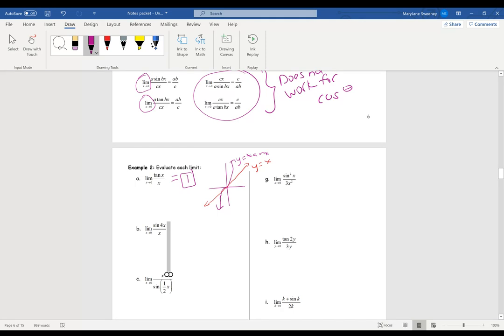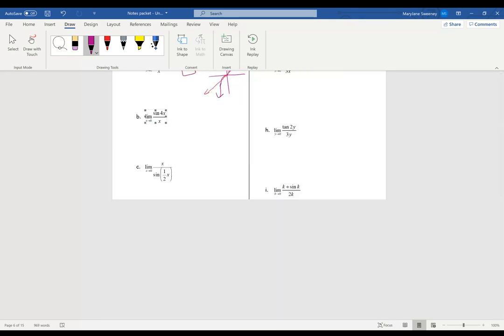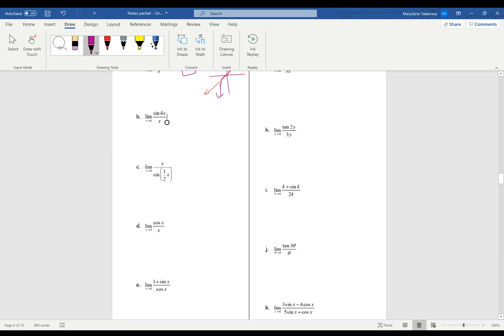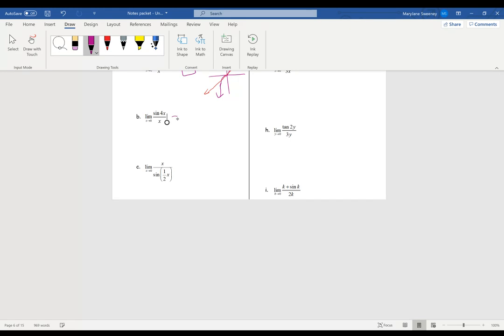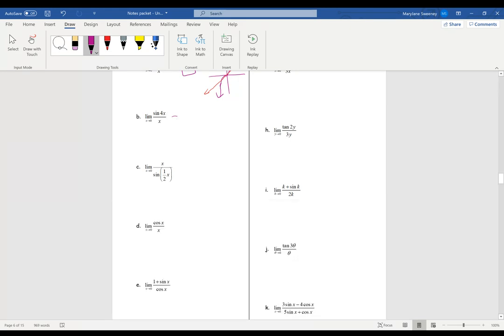For b, we're going to just use that AB over C. So it's going to be equivalent to basically 1 times 4 over 1, which is 4. This is 1 over 1 times a half. 1 over a half is 2. Reciprocal.